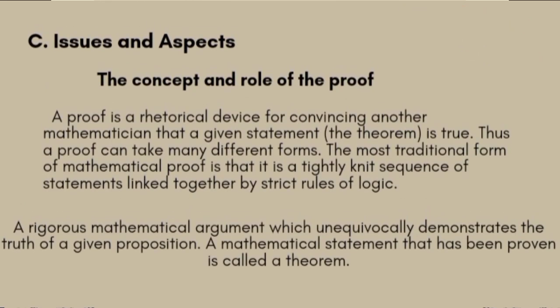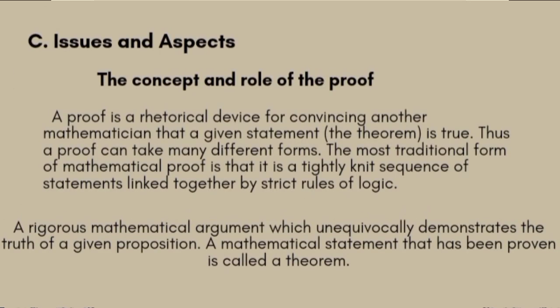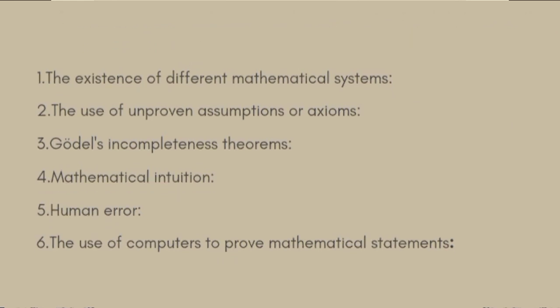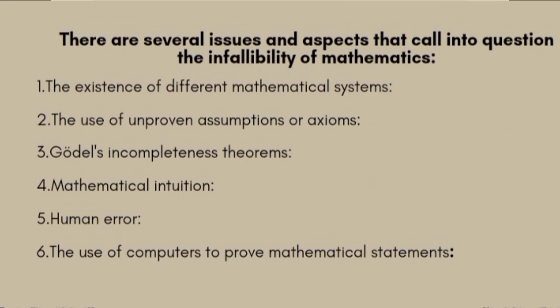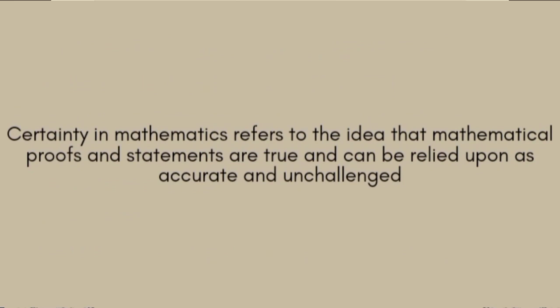The concepts and rule of the proof. Infallibility in mathematics refers to the idea that mathematical proofs and statements are absolute and certain. It is the belief that mathematical truth is objective and that mathematical proofs are rigorous and valid. This means that once a mathematical proof is accepted as valid, it is considered to be true and certain and cannot be disputed or challenged.